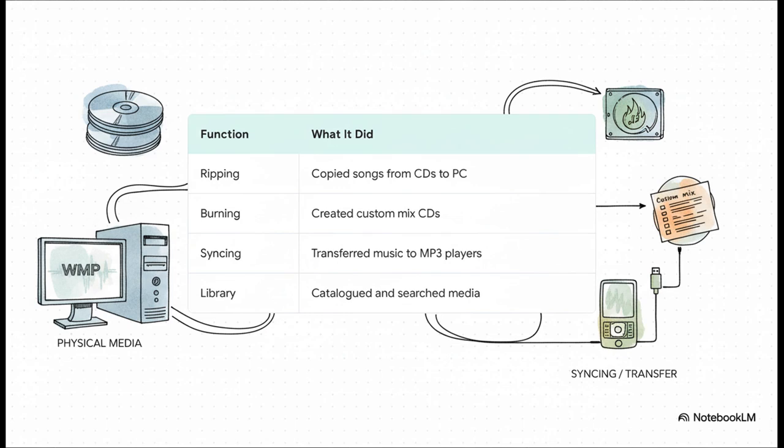You know, this slide here maps out that whole pre-cloud workflow that we just take for granted now. This was the absolute peak of the all-in-one software idea. Before streaming, this was the cycle. You'd get a CD, you'd digitize it by ripping it, you'd organize it in your library, and then you'd transfer it to a portable device. Windows Media Player managed every single step of that process.